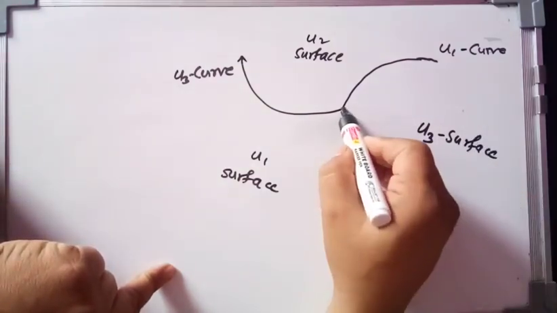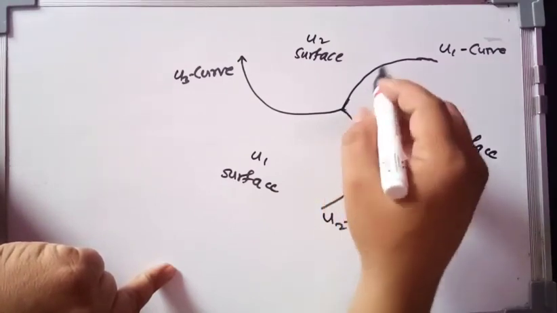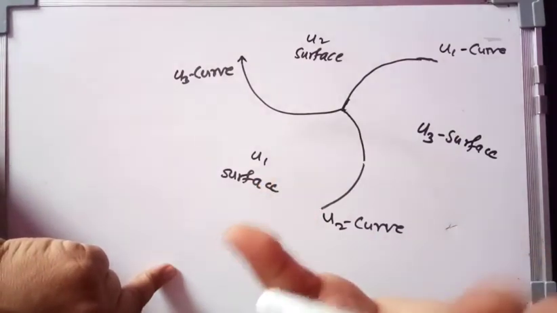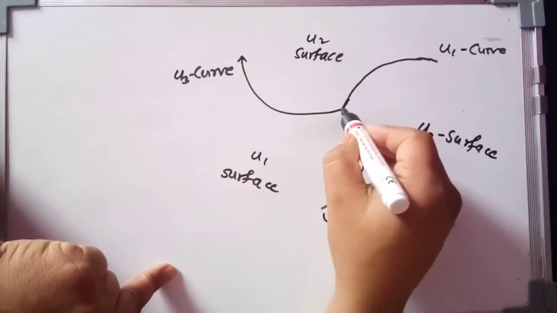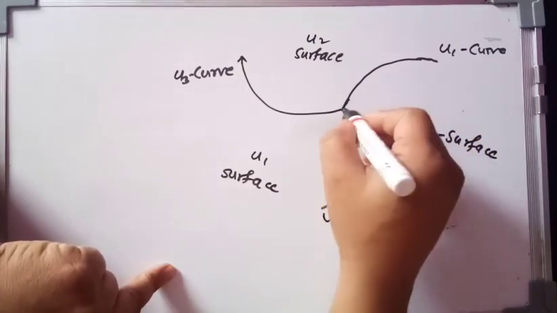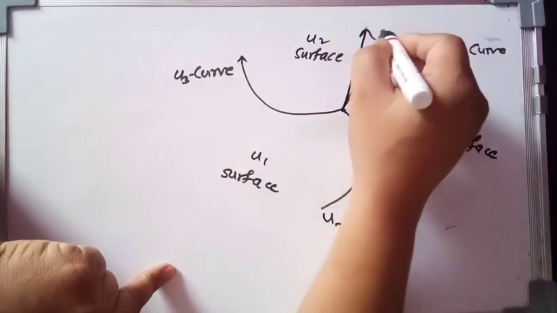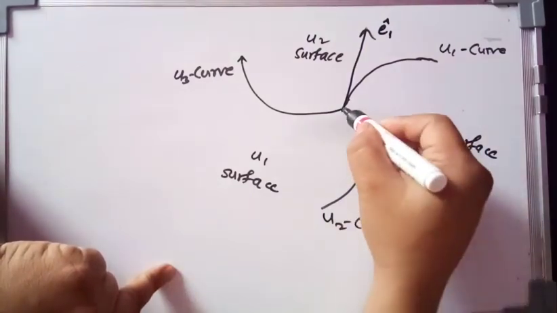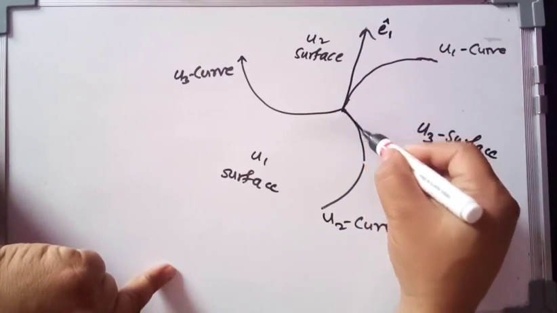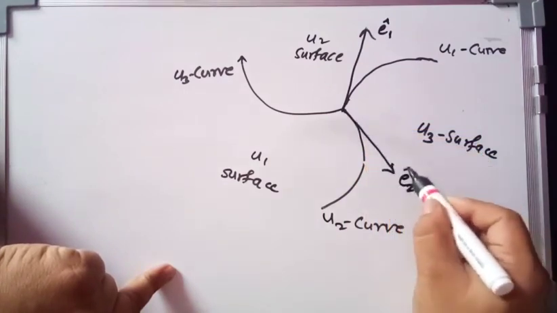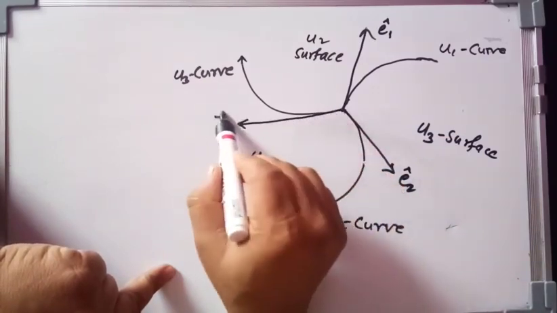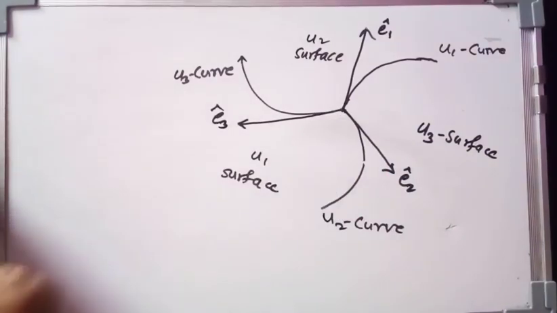Now draw the tangent at a point of intersection of three curves. From that point, draw a tangent to each curve. Now tangent for u1 curve is like this here. That is known as e1 cap. Tangent for u2 curve from this point is e2 cap, and tangent from this to the u3 curve is e3 cap. Means we have three unit vectors.